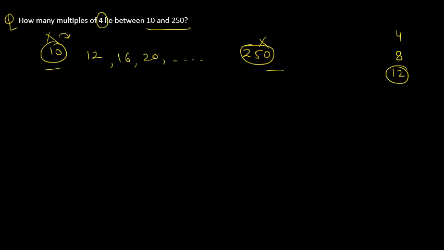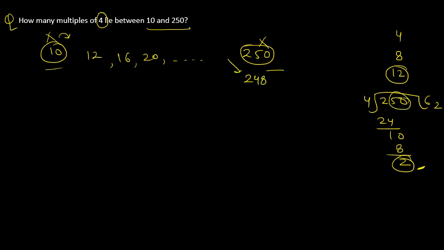But before 250, we see which number is divisible by 4. So just divide the last term. 4 sixes are 24, 4 twos are 8, so this 2 is left. If you subtract this 2 from this number, that means 248. This is the last term which you can get in between 10 and 250 which is a multiple of 4.